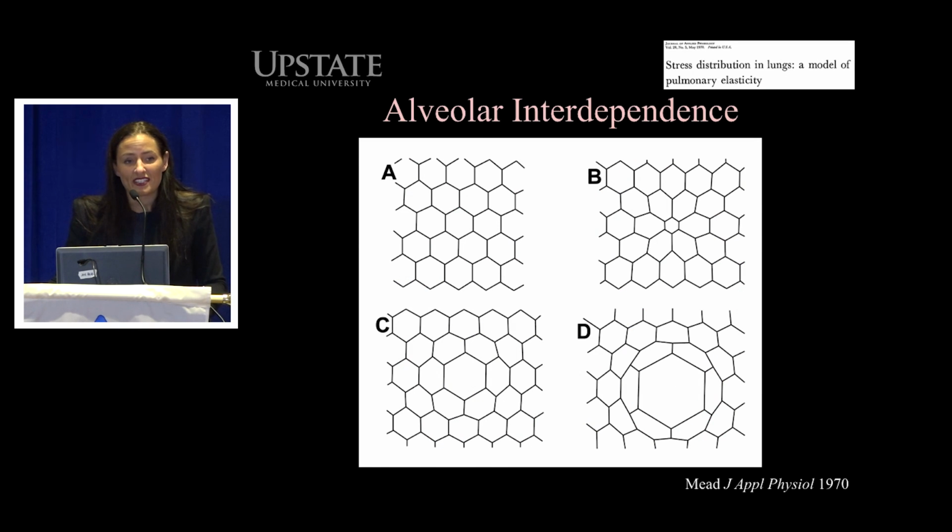This isn't even really taking into consideration the fact that alveoli do not distend by themselves. They're all interdependent. They all have shared walls, which means that when we deliver a tidal volume, the alveolus is not going to respond by itself. It's going to also respond depending on how its neighbor is responding.